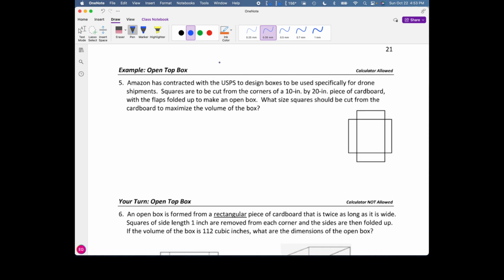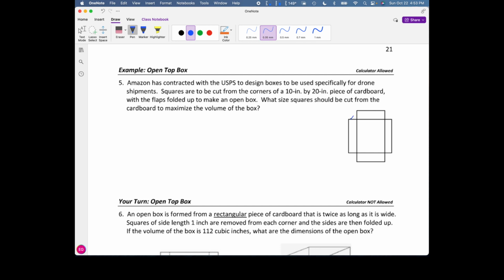So, we'll just read the scenario. Amazon has contracted with USPS to design boxes that are going to be used for drones. The squares are going to be cut from a 10 inches by 20 inches piece of cardboard, and the flaps are going to fold up to make the open box. So here, hopefully, you kind of get the idea of what's happening with the open top box.